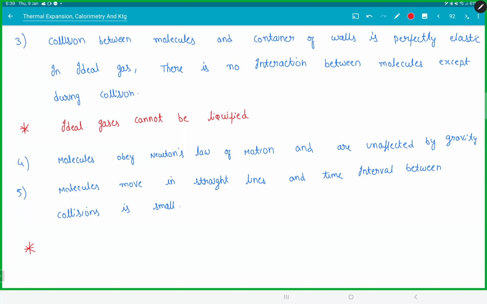Tell me one thing: if a real gas wants to behave like an ideal gas, the question was like this: a real gas behaves like an ideal gas when, option 1, high pressure, high temperature; low pressure, low temperature; high pressure, low temperature; low pressure, high temperature. There are 4 options. A real gas behaves like an ideal gas when high temperature, high pressure; low temperature, low pressure; or what?